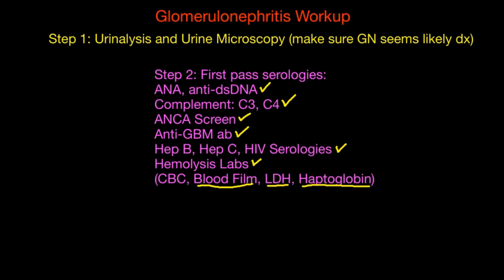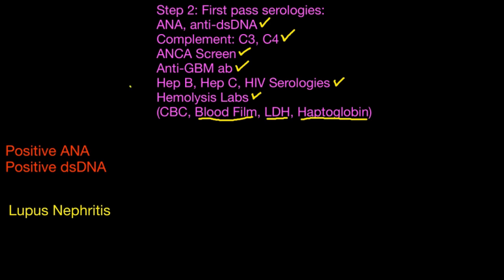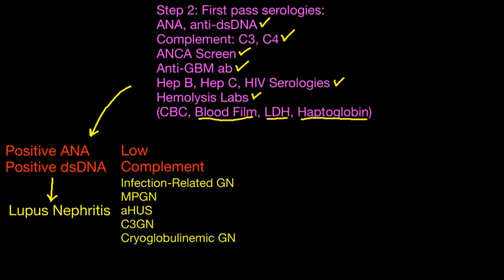So as part of this workup, let's say that the patient has a positive ANA and a positive double-stranded DNA. This would strongly support lupus nephritis, and obviously you're going to go back to the patient and screen them for other signs and symptoms of that disease. Also, some diseases that cause a GN are associated with low complements, and so this includes the infection-related GNs, MPGN, atypical HUS, the C3GN, and also cryoglobulinemic GN, and of course lupus nephritis.